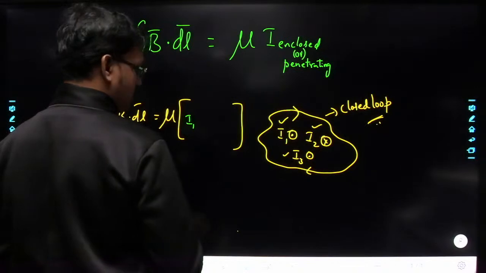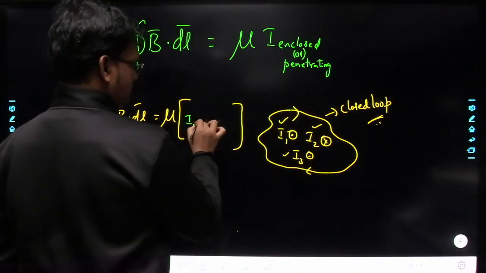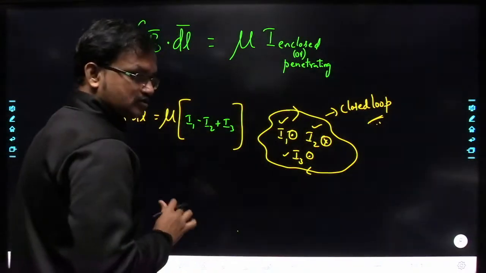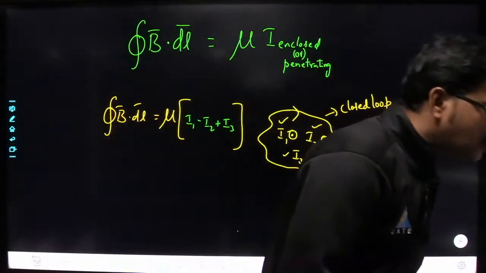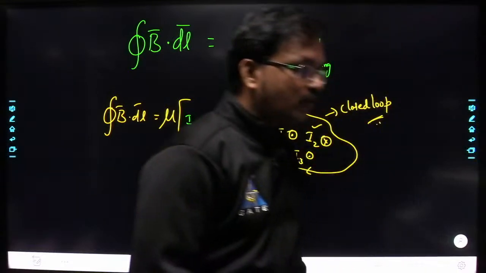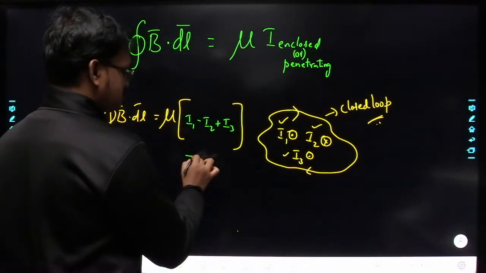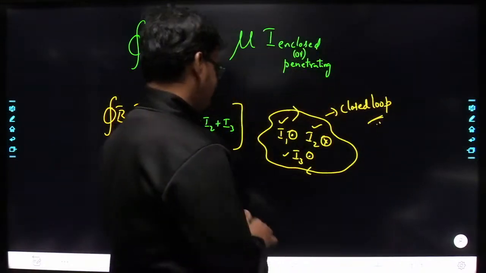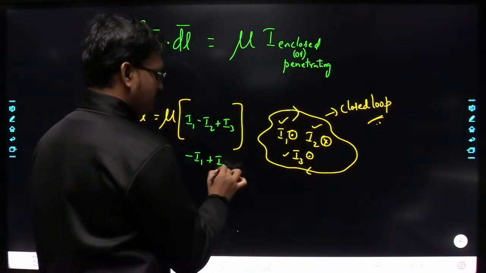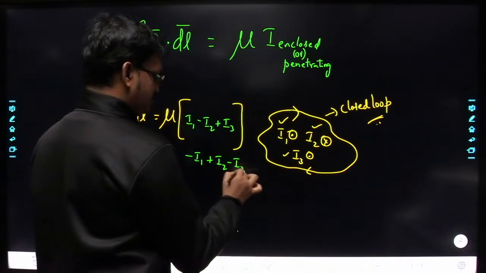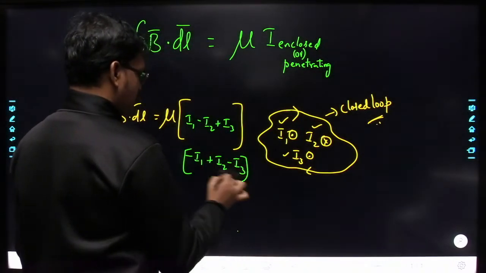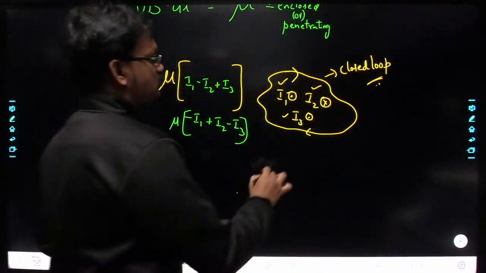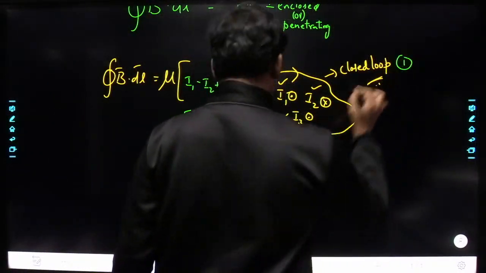Okay, Parasmoon has told I1 minus I2 plus I3, right? Okay, so this is what Parasmoon has given. Alok Kumar is saying minus I1, next plus I2 minus I3. Okay, so this is what Parasmoon is saying, right? Now, this is closed loop 1 here. Let us consider this is closed loop 1.